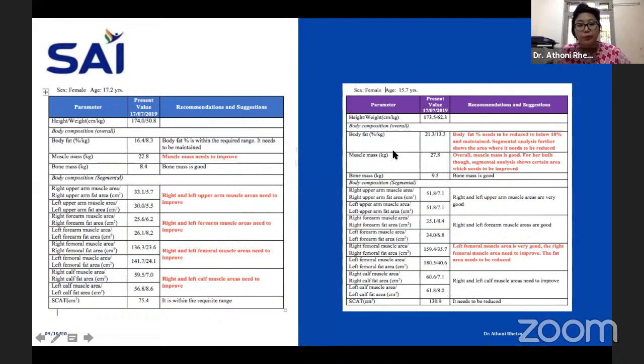Now, coming to a second report. If you look at the second report here, the body fat percentage is more. But the muscle mass, just look at the muscle mass. The muscle mass is quite good. But if you look at the segmental analysis, especially in the femoral area, that is the thigh area, you will find a difference, actually a huge difference. So if an athlete has any kind of imbalance also, you can find out through this assessment. So it will give you a clear picture.